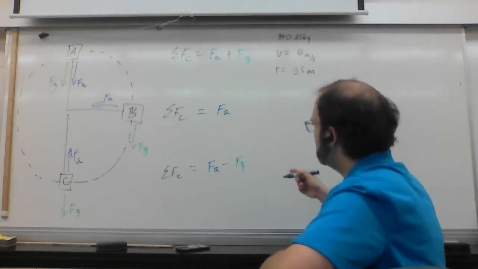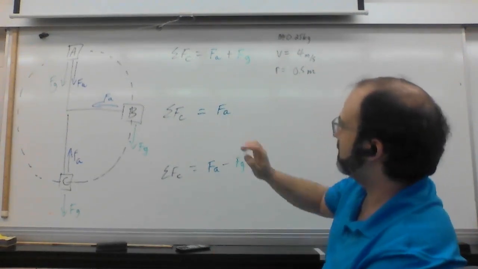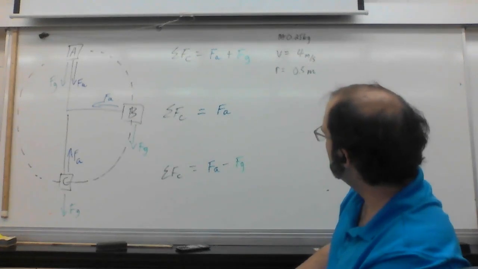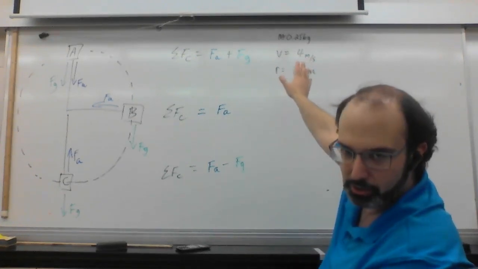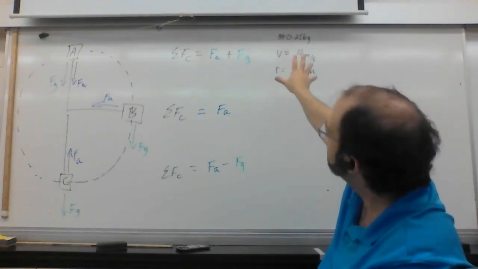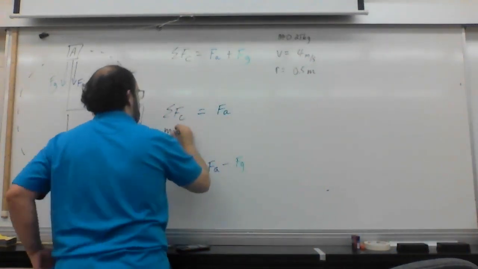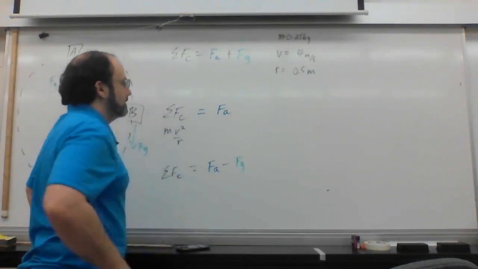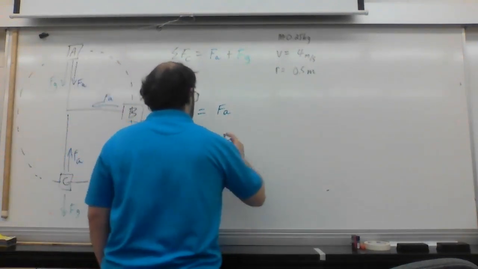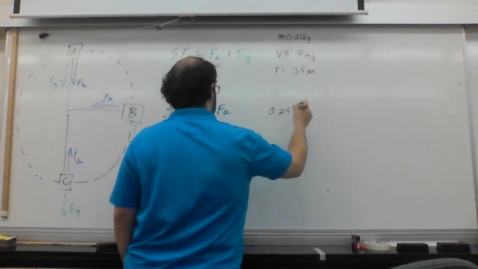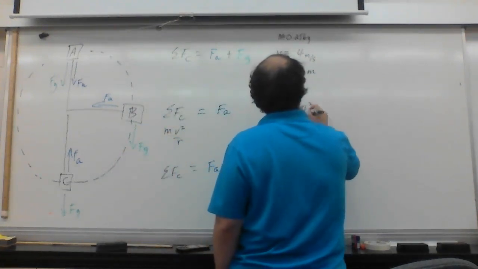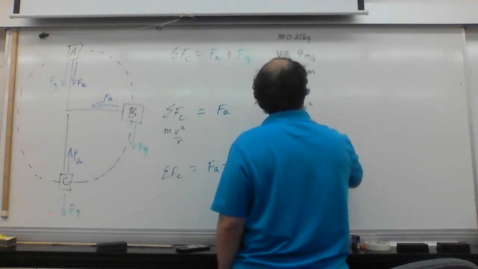So in the case of A, well, let's do B first. B's easy. In the case of B, the force applied is causing the centripetal force, right? So in order for this thing to stay in a circle, it needs a certain centripetal force. There's my numbers. I can start solving this: this is going to be mv squared over r. The m in this case is 0.25. The v is 4, squared, over the r is 0.5.